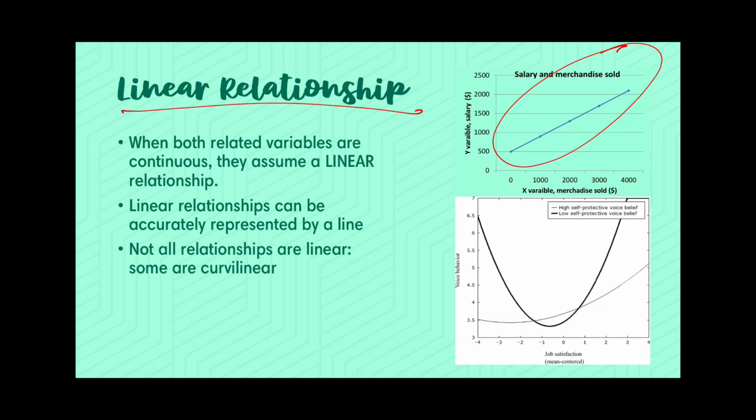So for example, in this case, the salary received by the persons who are into direct selling is very much linearly correlated with the merchandise that they are able to sell. So the higher the number of sales that you make, the higher your salary would be, especially if your salary is based on commissions. However, not all relationships in reality are linear.